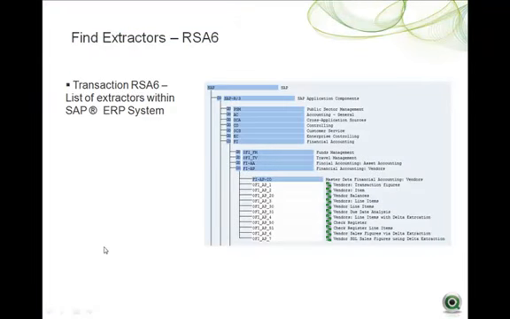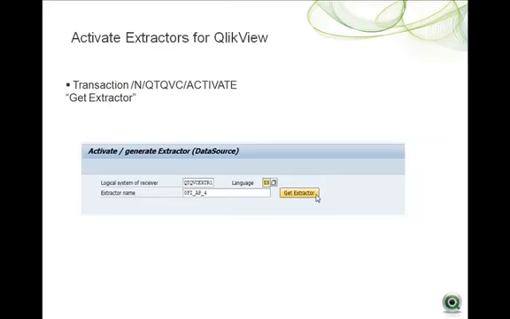Within SAP, transaction RSA6 is available to display all of the extractors within the SAP system. The extractors are structured within functional areas of SAP. You can browse the extractors within this transaction and then copy and paste the name to an additional transaction to activate them for ClickView. Transaction /n/qt qvc/activate and clicking Get Extractor will make the extractor available for ClickView.